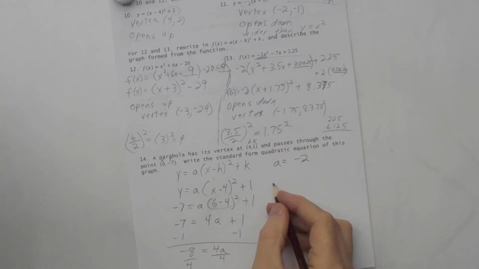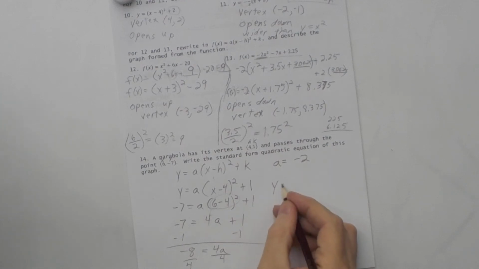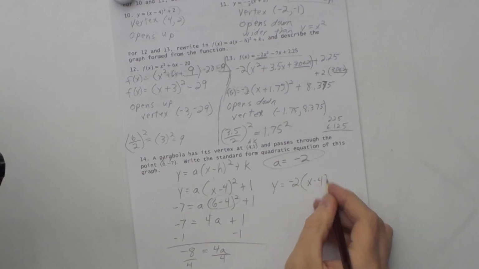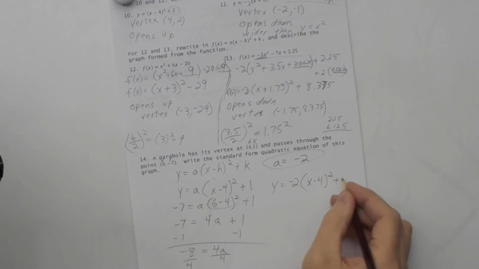I'll put that up here. My final answer, I'm going to write y equals -2. I did all this work so I could find what value would go right here, equals (x minus 4) squared plus 1.